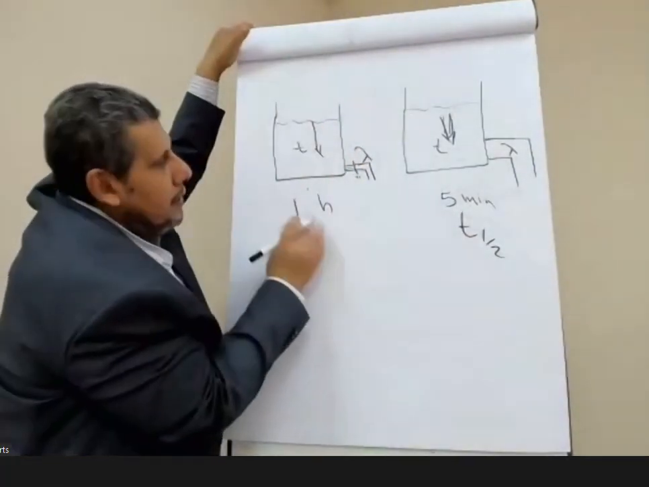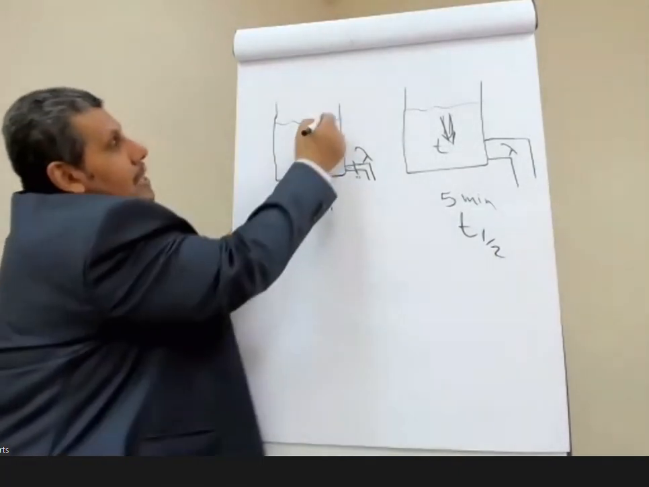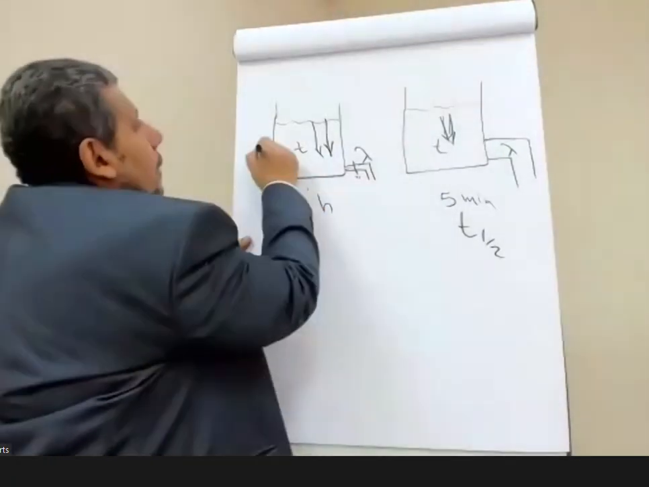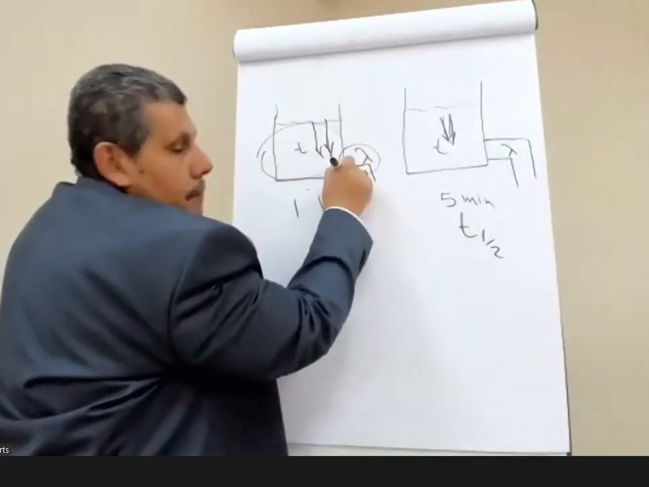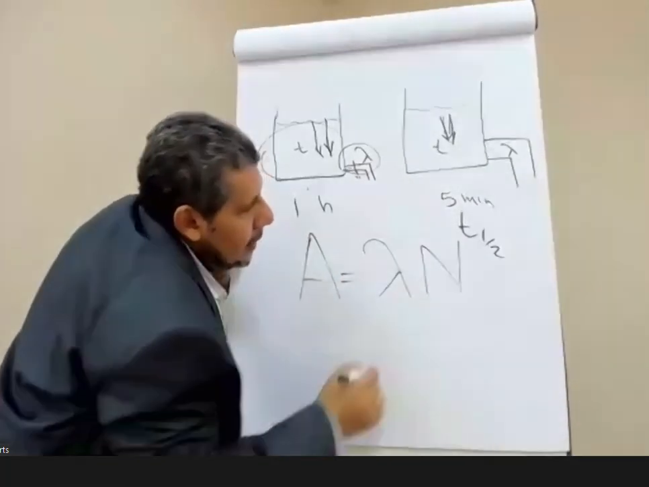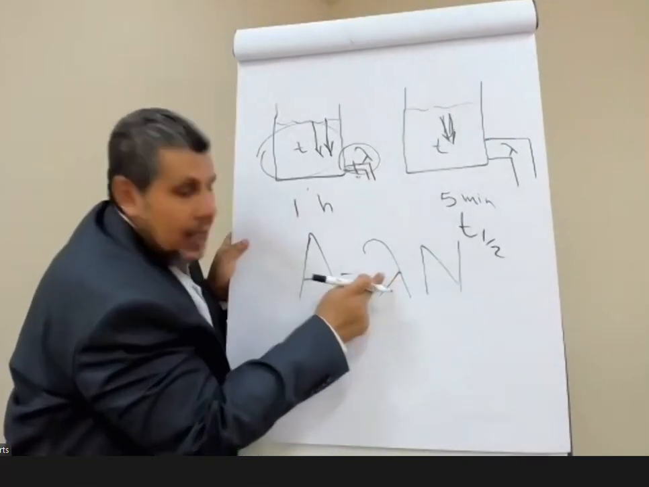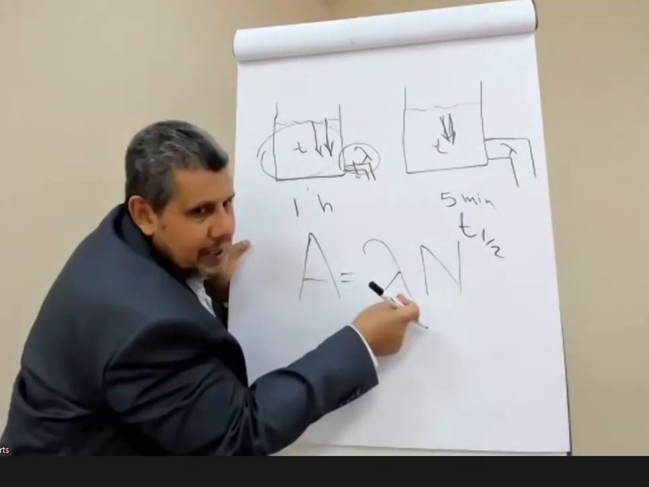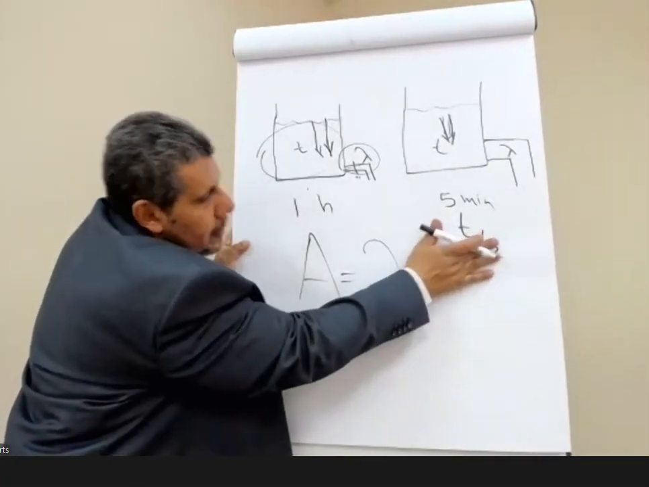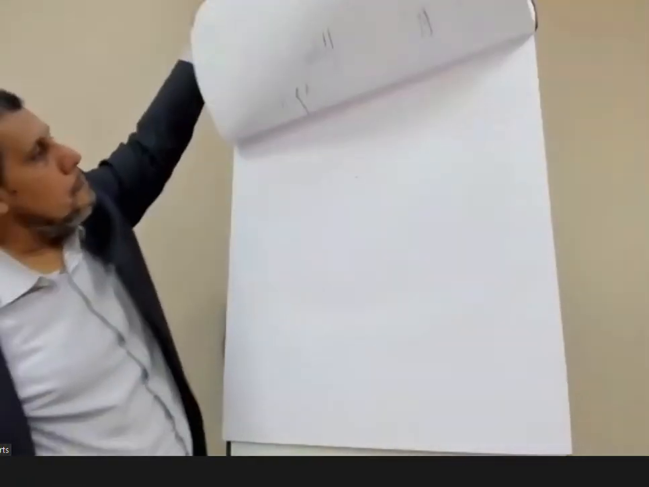With a low lambda you will take a longer time. You need more time. So the decay depends on what? It depends on the amount N and on lambda. So activity is lambda N. More N, more activity. More lambda, more activity. More lambda means lower T half. Or if N is constant, the activity depends only on lambda. Okay.